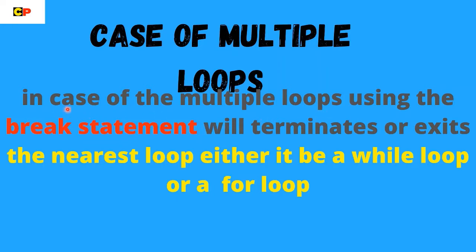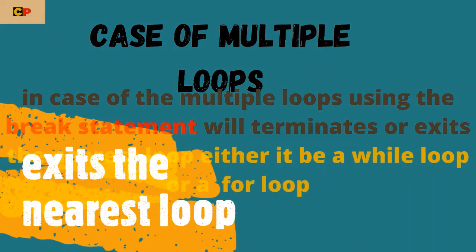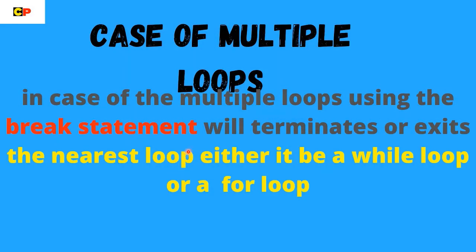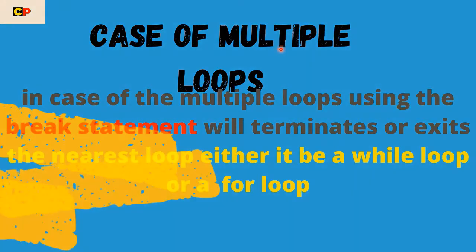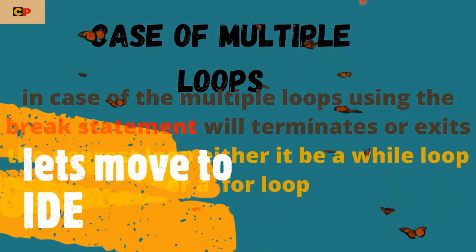So let's read once more. In the case of multiple loops or nested loops, the break statement terminates or exits the nearest loop, that means the most recent loop. So to have a better understanding, let's move on to the Visual Studio IDE and see some coding examples.